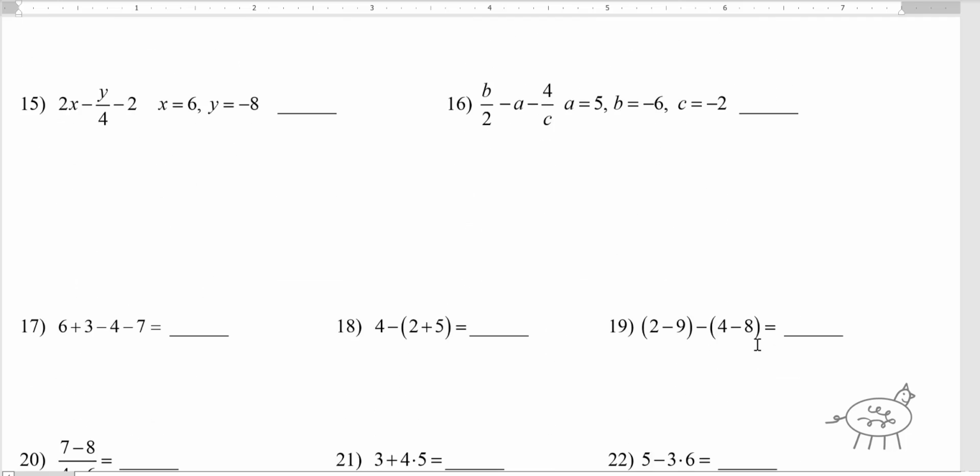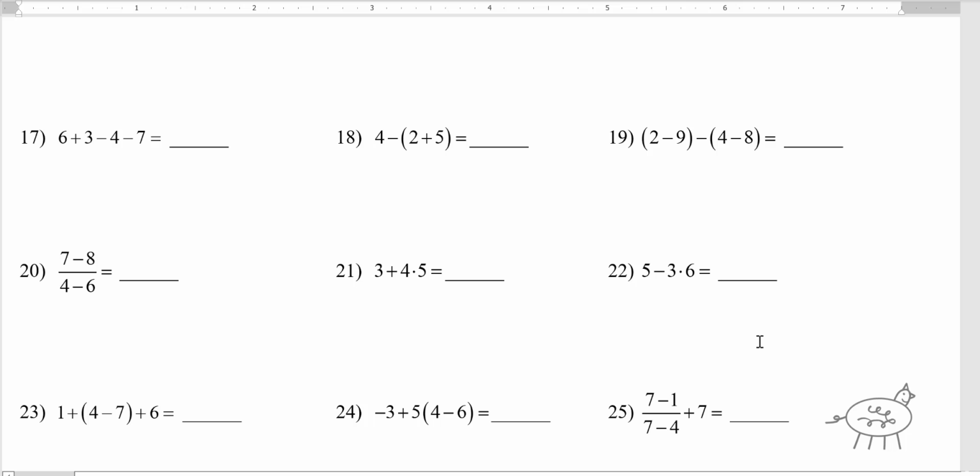So they get a little more complicated. And then the last set of problems in this worksheet is again just typing it in your calculator. So this is what we did on worksheet 1.